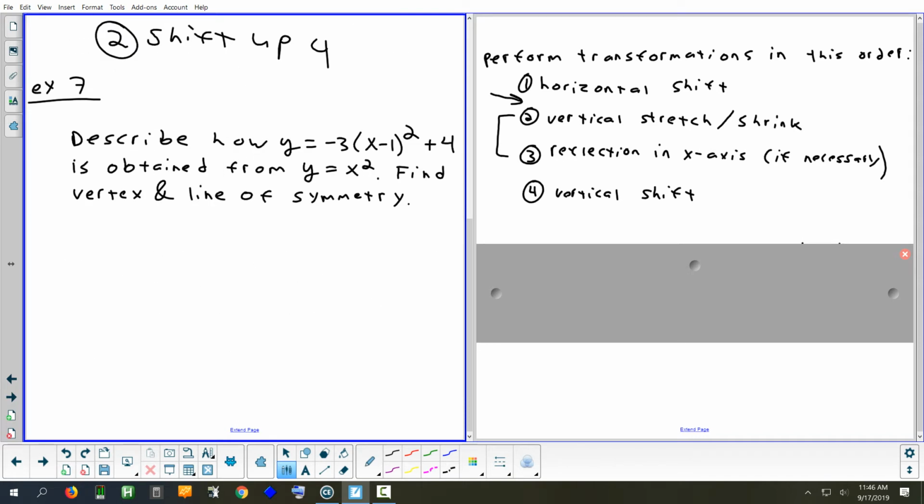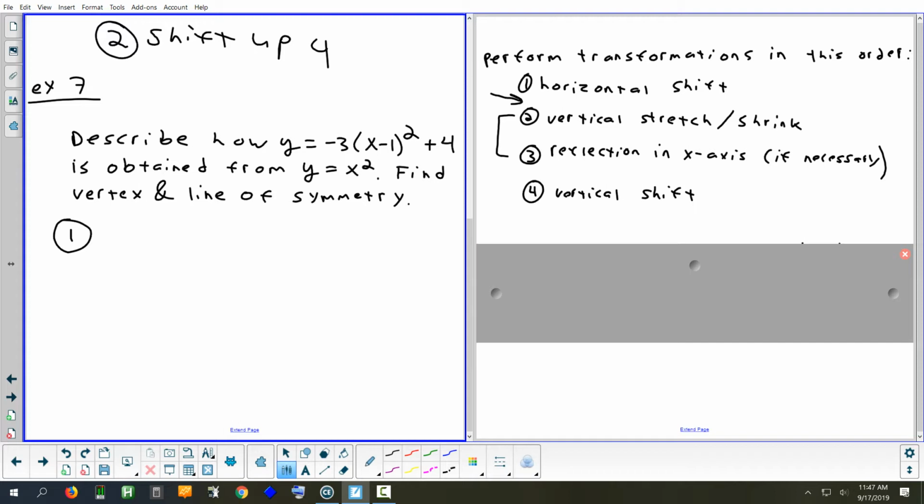Okay, how many transformations am I doing here? No, not 3. Have another guess? No, it's more than that. 4. The 1, the 3, the negative, and the 4. Each one of those is going to do something separate. So you're going to have every single one of them.